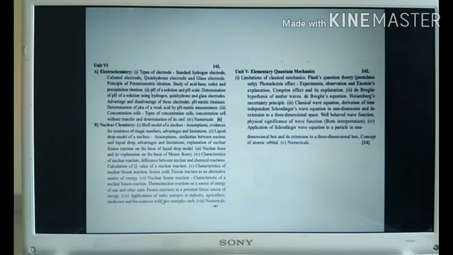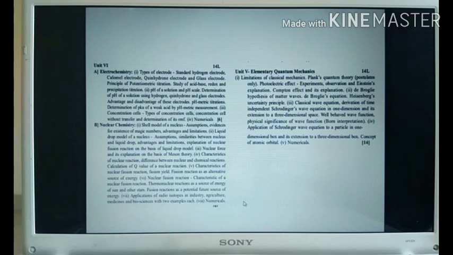सो हमको रेडियो आइसोटोप के एप्लीकेशन देखना है एग्रीकल्चरल फील्ड में, इंडस्ट्री में, मेडिसिनल फील्ड में, बायोसाइंसेस में, एंड लास्ट में हमको देखने हैं न्यूमेरिकल्स ऑन द अबव पोर्शन. So this is all about the syllabus of chemistry for semester 6.